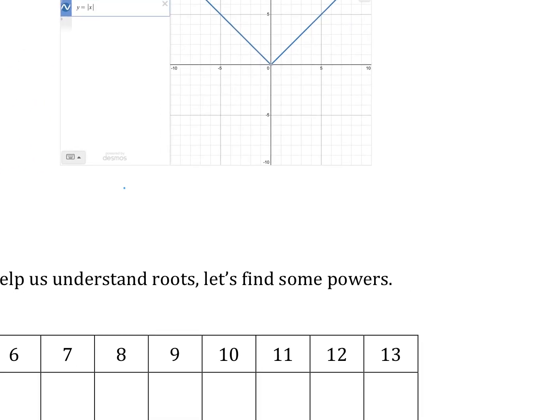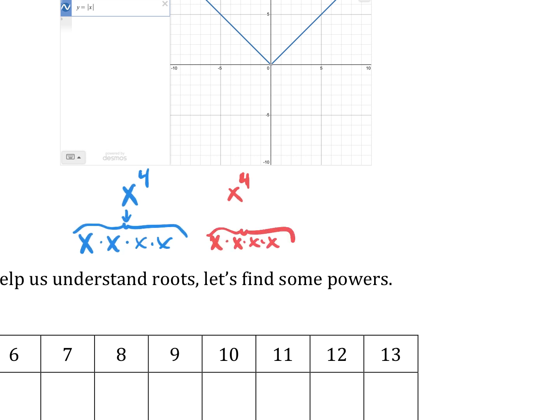So let's remind ourselves what x to the 4th means. That means x times x times x times x, right? Okay, so that's what x to the 4th means. So if I have another x to the 4th, well, that means I have another x times x times x times x. Now if I multiply those, I have a whole bunch of x's multiplied together. And all those x's multiplied together make x to the 8th. So x to the 4th times x to the 4th has to be equal to x to the 8th.